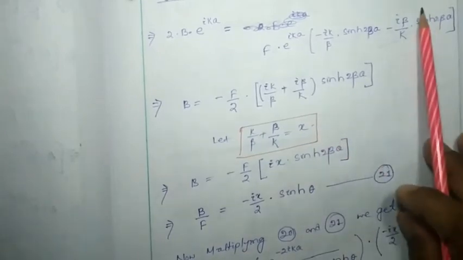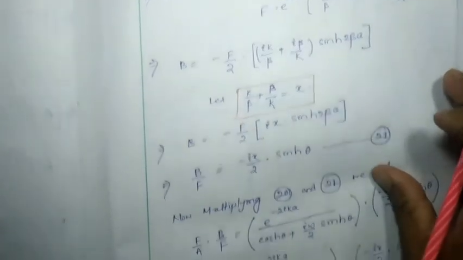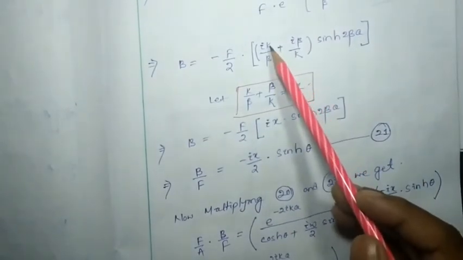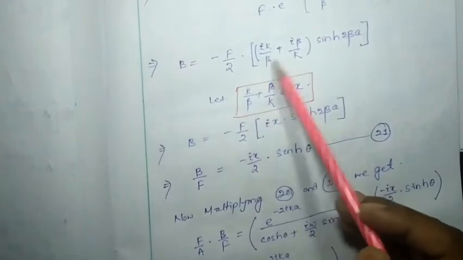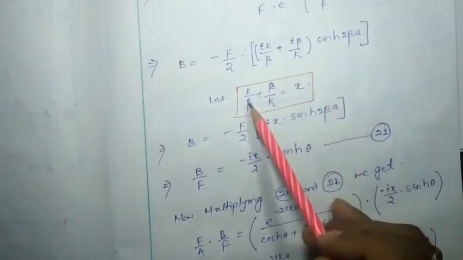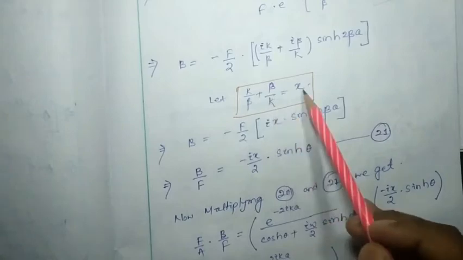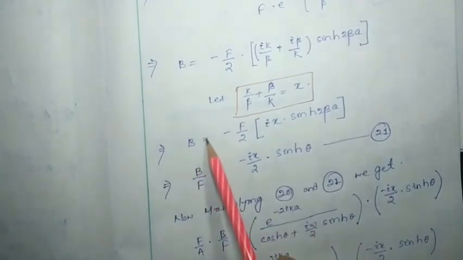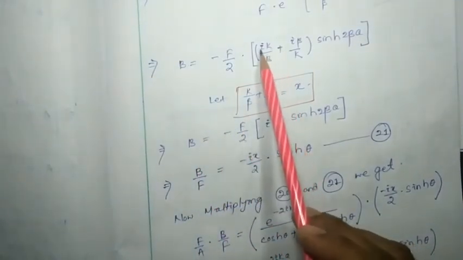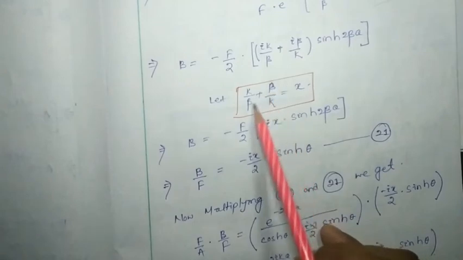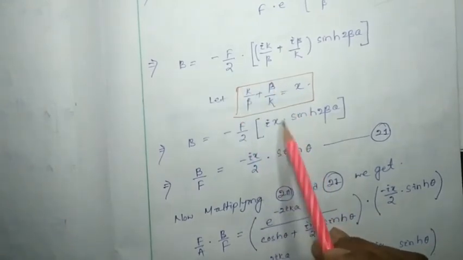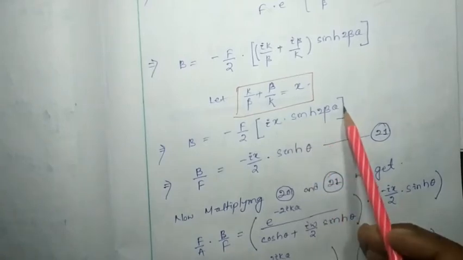Okay, now again we consider that k by beta plus beta by k is equal to x. Okay, so this can be written as b equal to minus f by 2. See here, i can be taken outside, so we can get this term. This term means x, so it will be i x into sinh 2 beta a.